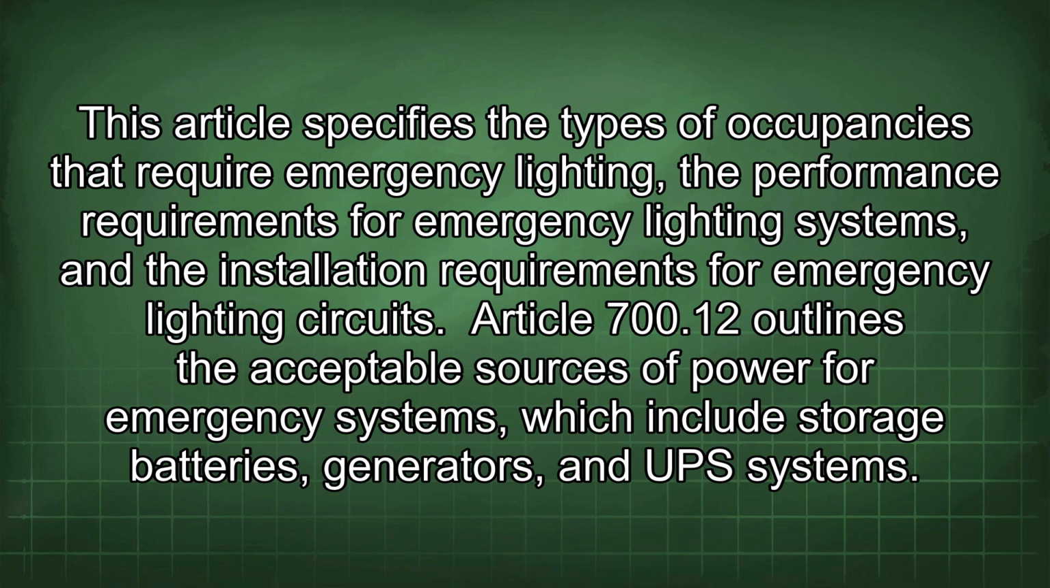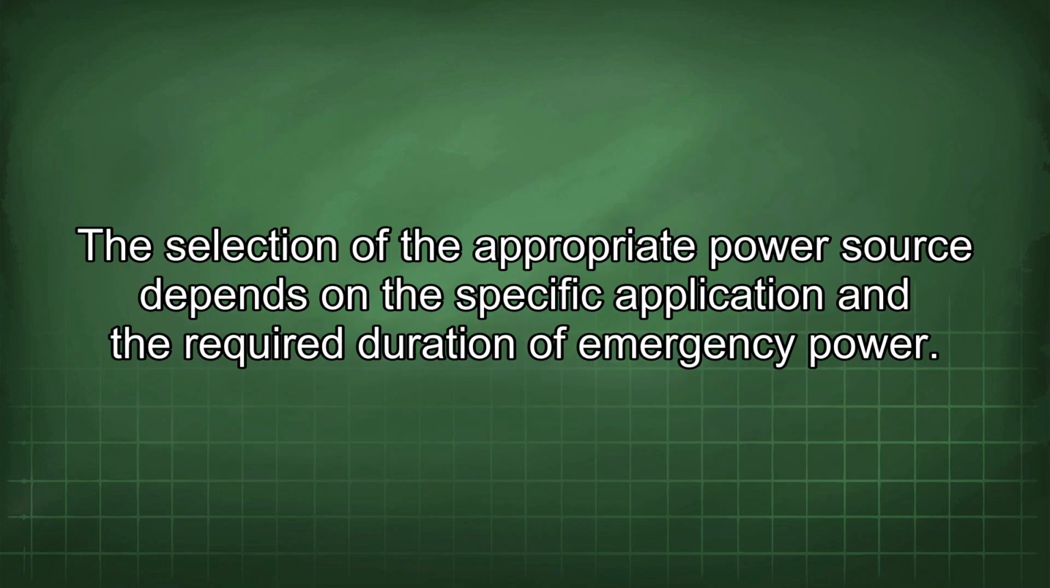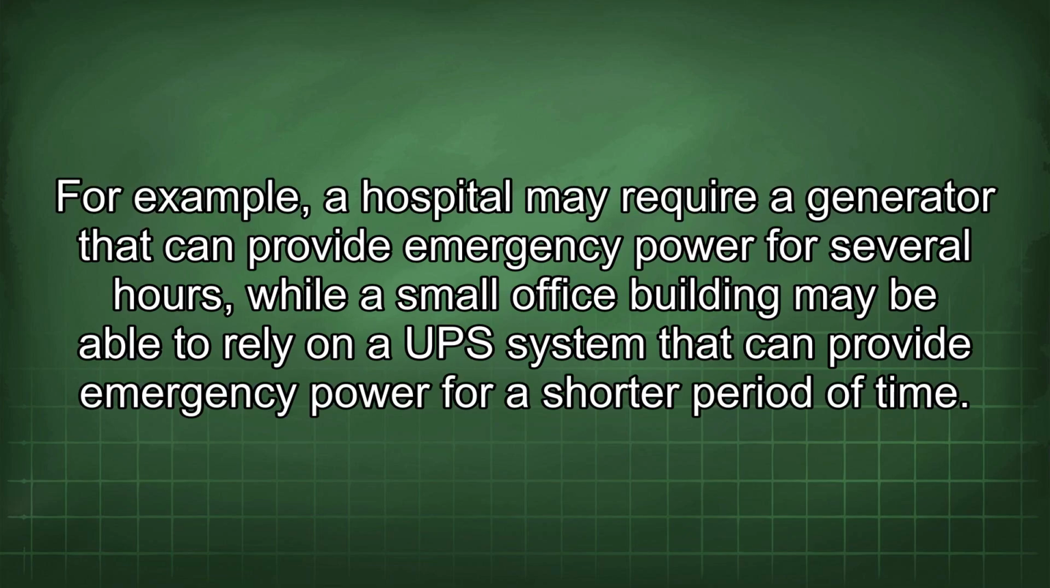Article 700.12 outlines the acceptable sources of power for emergency systems, which include storage batteries, generators, and UPS systems. The selection of the appropriate power source depends on the specific application and the required duration of emergency power. For example, a hospital may require a generator that can provide emergency power for several hours, while a small office building may be able to rely on a UPS system that can provide emergency power for a shorter period of time.